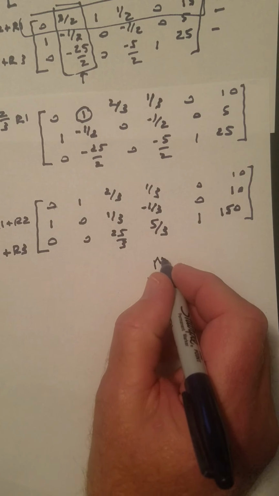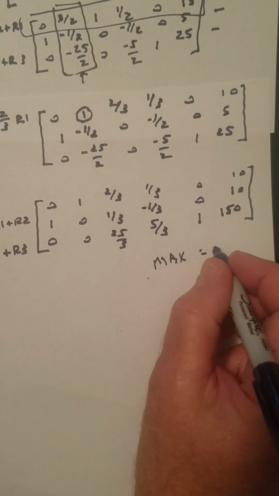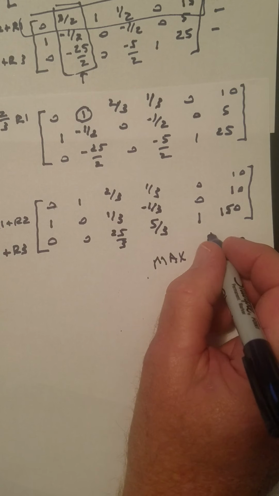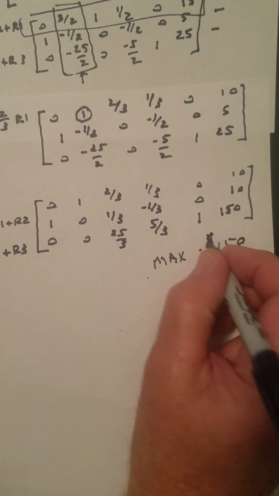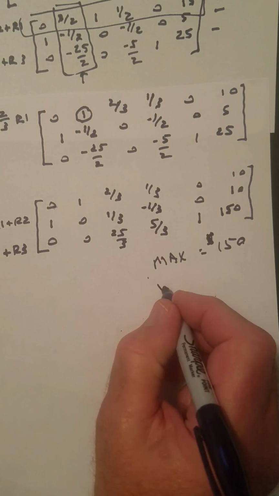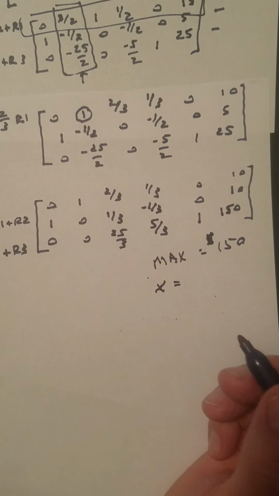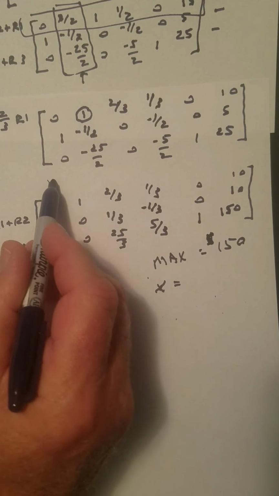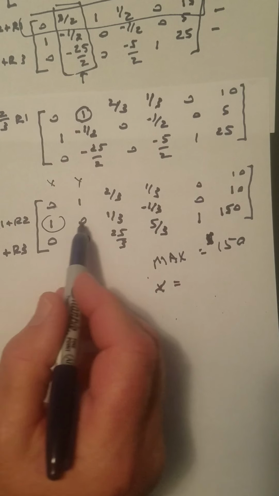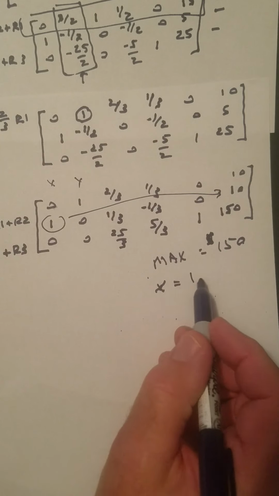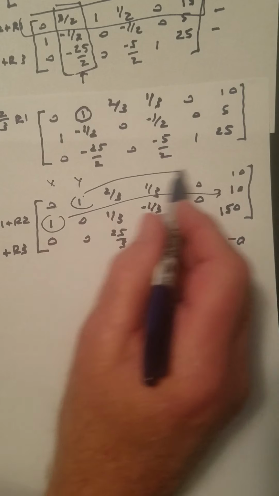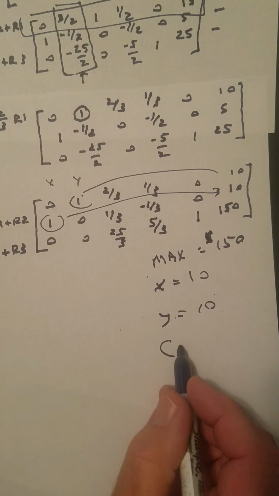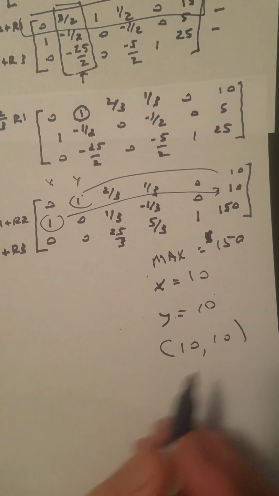So my max is 150. Maximum profit, if you want to think of it that way, and that's dollars. X is going to be what? Well, notice where here's the X, there's the Y. 1. X is going to be 10. Y just happens to be 10 also. So you could think of that as 10, comma, 10 if you wanted to.